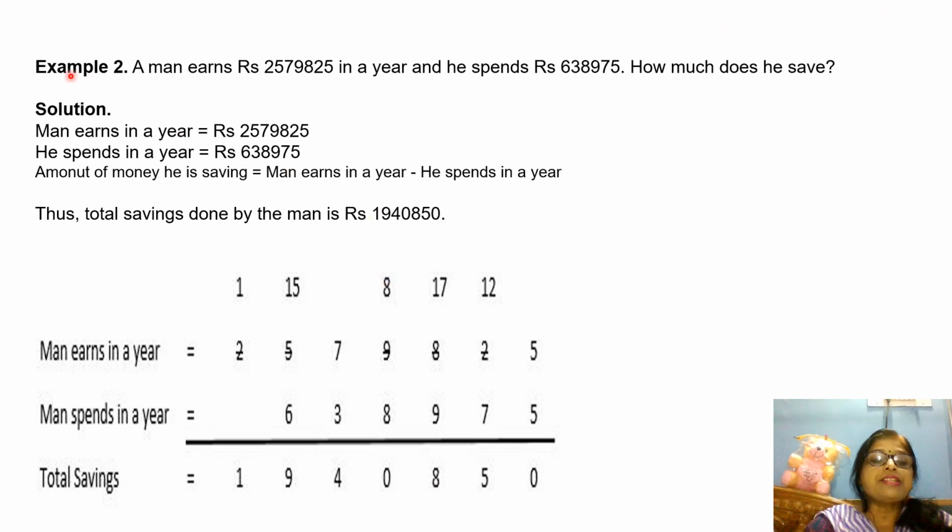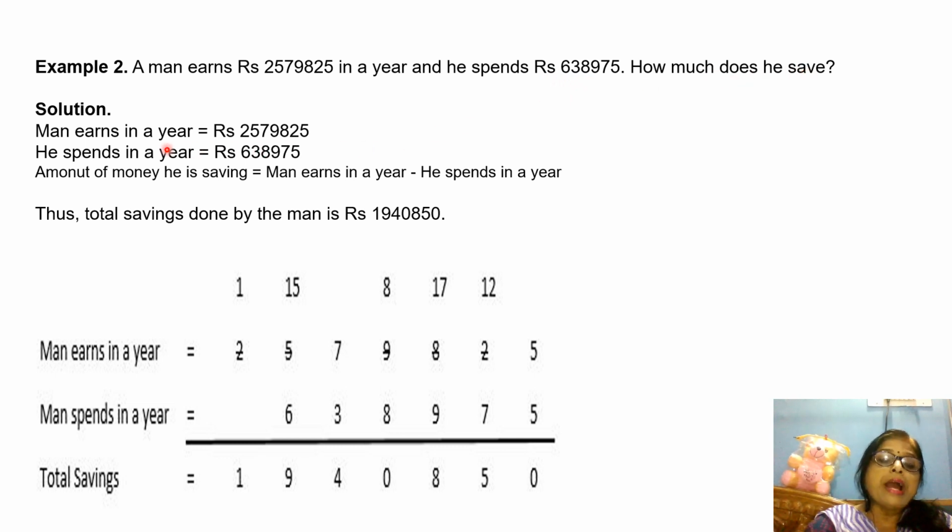Students, your next example is: a man earns rupees 25 lakh 79,825 in a year. Means in 12 months a man is earning this amount and he spends rupees 6 lakh 38,975. How much does he save? You are seeing here the spending amount is lesser than the earning amount. So whatever the amount after subtraction you will get, that will be the saving.